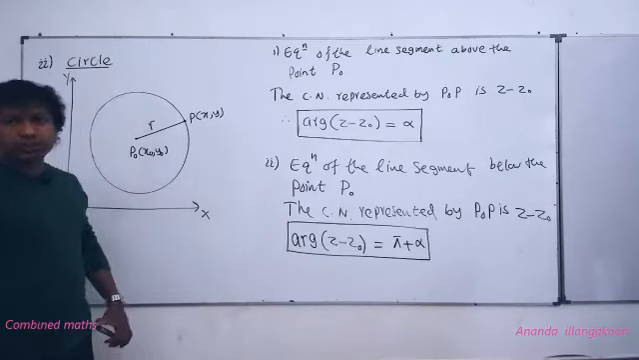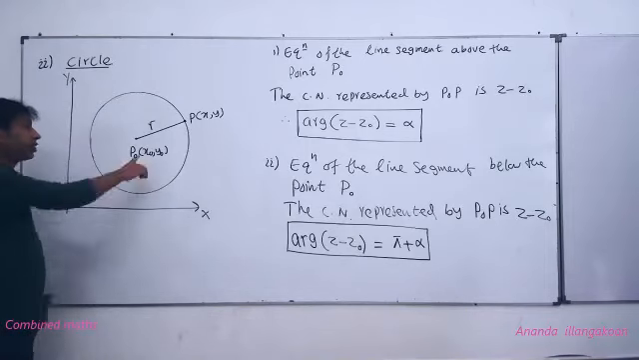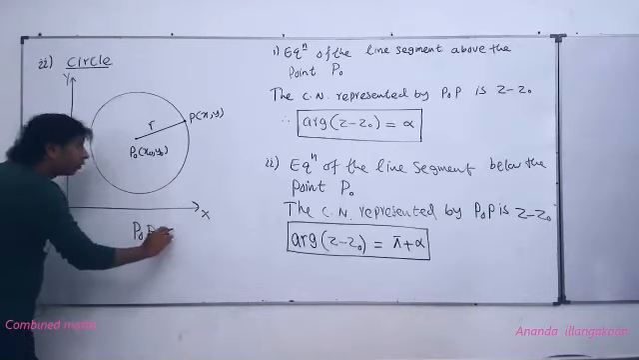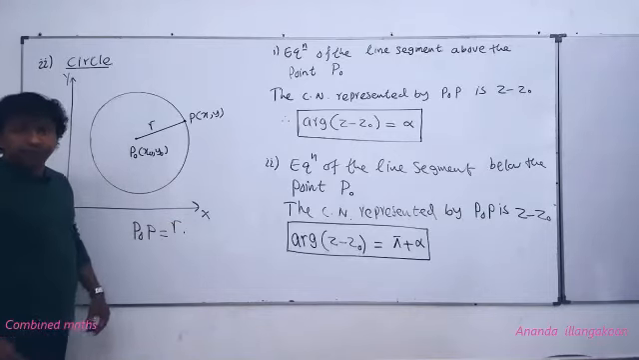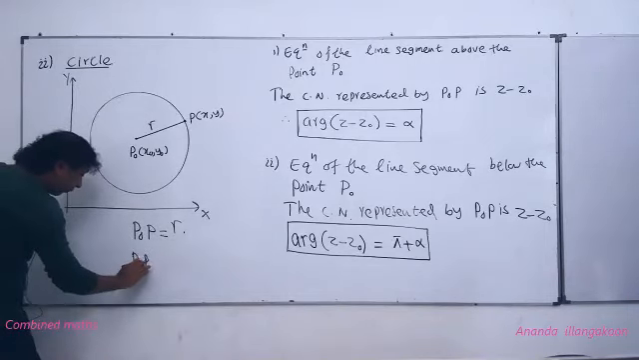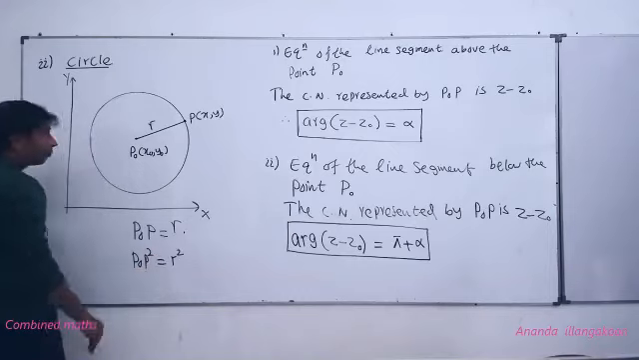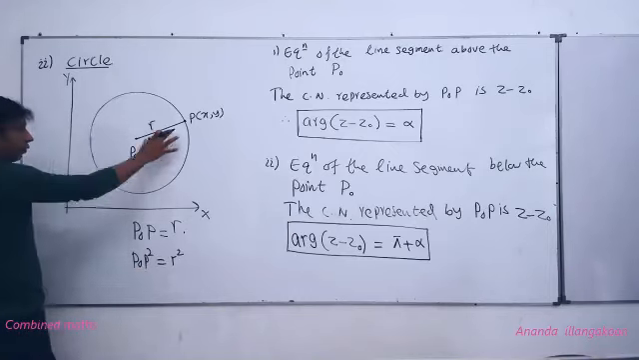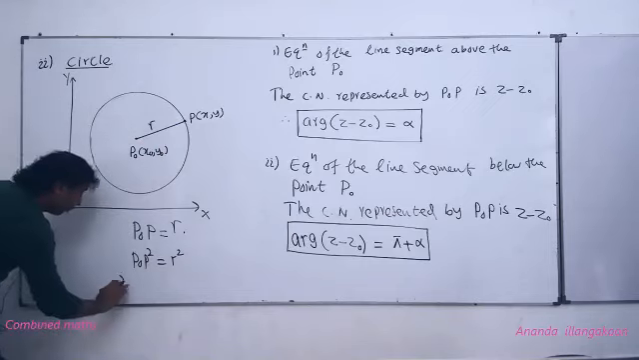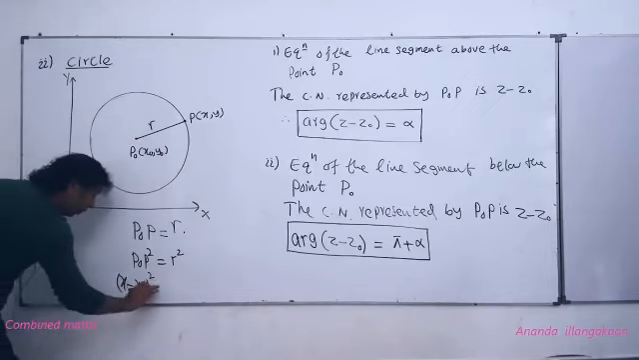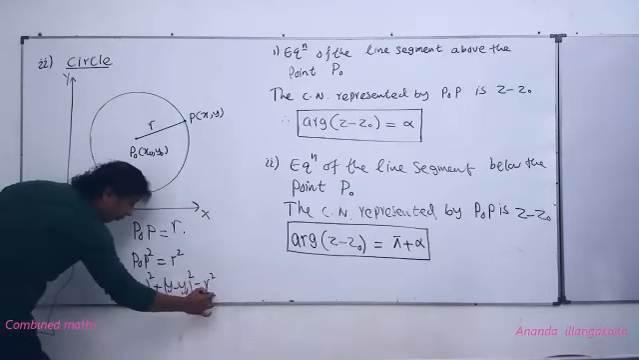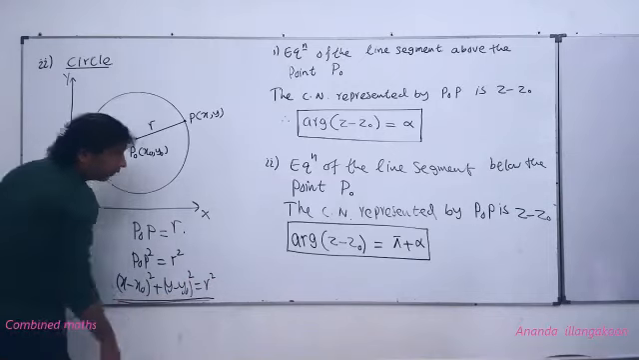To write the equation, we use the common property that the distance from P naught to P equals R. Then squaring this, we get the equation. How do we write this? The distance between P naught and P: (X minus X naught) squared plus (Y minus Y naught) squared is equal to R squared. This is how we obtain that.